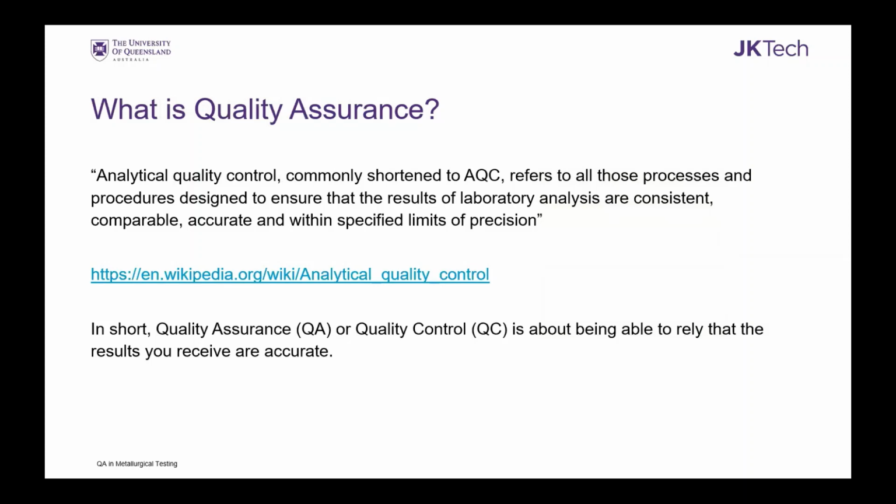So quality assurance, quality control, what is it? I just grabbed a short definition from Wikipedia. It's a great starting reference point. But in short, quality control is about being able to trust the results, being able to have some confidence that the results you're getting are accurate and reliable. So how do you do that? What processes can you have to ensure that you're getting accurate results?